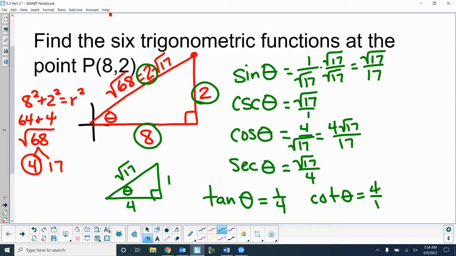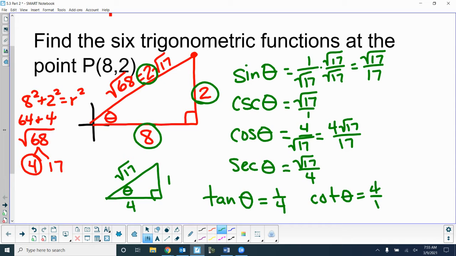So once you get your picture, it's just like last week for your SOHCAHTOA. They called it Y over R for sine. We said x over r for cosine yesterday, but it's still adjacent over hypotenuse for cosine. So it's just a little bit different labeling, but it's still what we did last week, SOHCAHTOA.